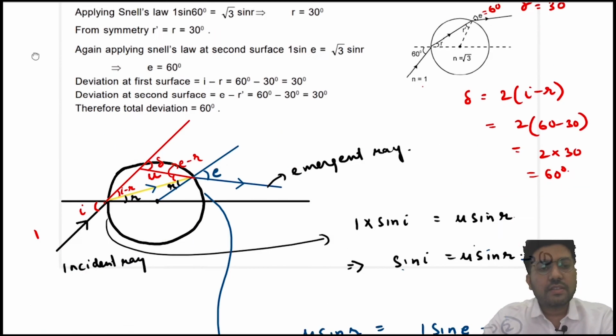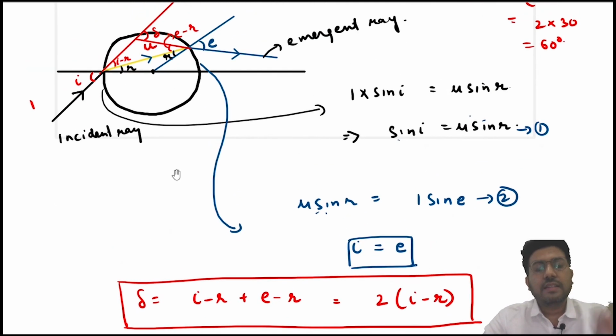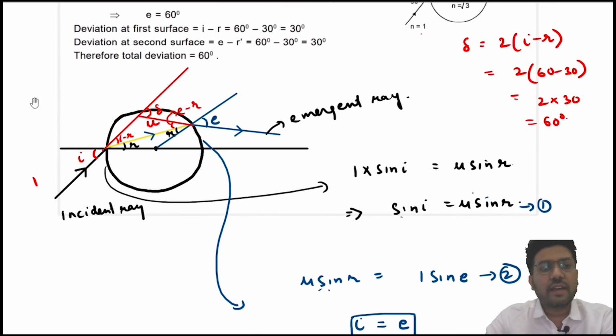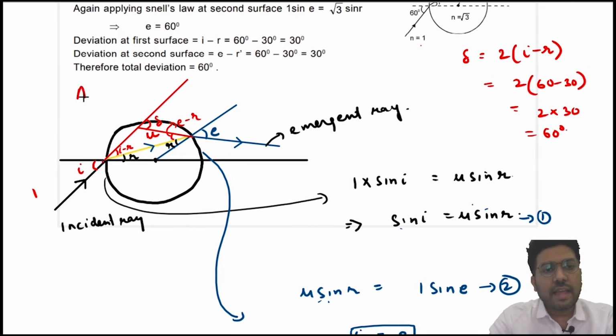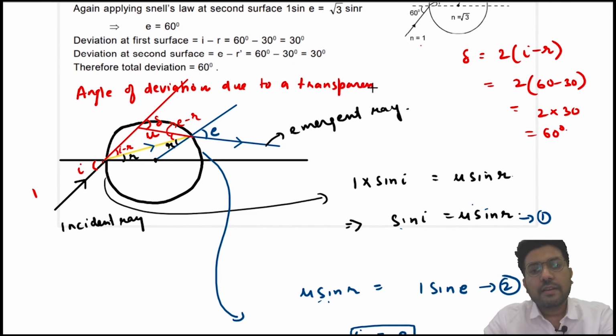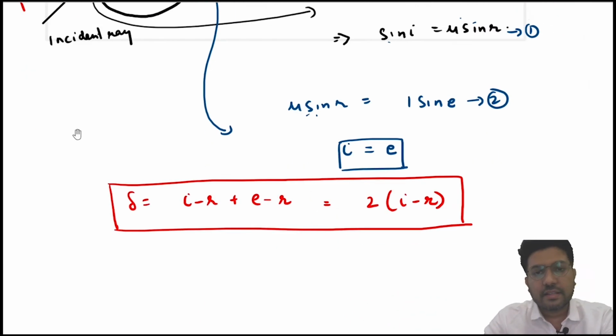Okay. So this is a general theory that I have discussed, the angle of deviation in case of a transparent sphere. In fact, you can give a heading here. This is angle of deviation due to a transparent sphere. Okay, but there is one more thing here that is very interesting.